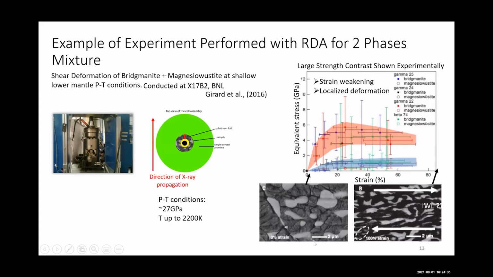So when you look at the recovered microstructure, this is before deformation, where in black is the bridgmanite and in light color is the magnesiowüstite. It's pretty much stress-free, at least the microstructure doesn't seem to show much stress there. But under large strain, you can see the magnesiowüstite starts maybe to interconnect. That could potentially explain this weakening that we observed.